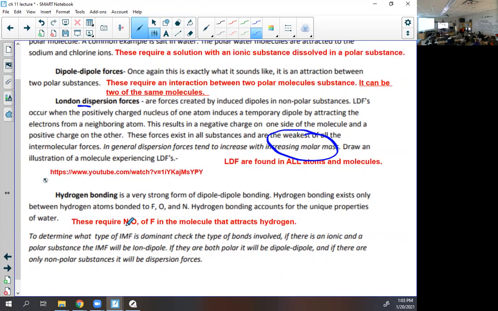Okay, hydrogen bonding is a very strong form of dipole-dipole bonding. That's why sometimes they don't say it's the third one. Hydrogen bonding exists only between hydrogen atoms bonded to F, O, and N. This is super important because you just might think, well, if it has hydrogen, we're ready to roll. But that is not true. Hydrogen must be with one of these three things. Hydrogen bonding accounts for the unique properties of water. So yeah, some books say it's the fourth one. Some don't name it as a specific one. So that's why I call it a half.